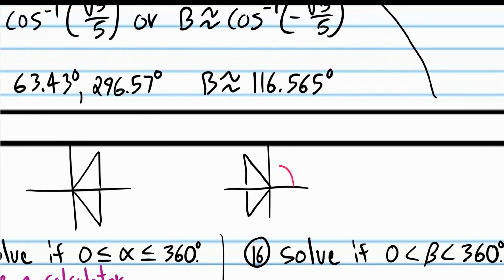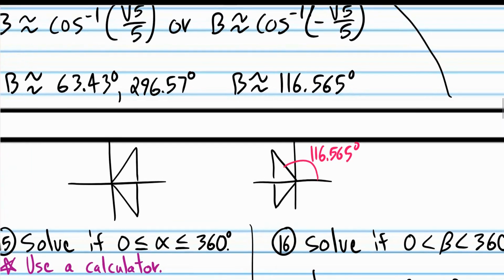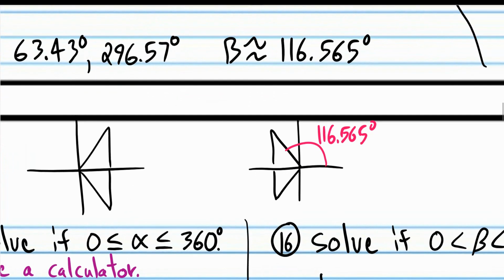So the calculator already gave us the second quadrant solution, 116.565 degrees. If you want to find the third quadrant solution, then you add your reference angle, 63.43, to 180. So 180 plus 63.43 is equal to 243. So if we make this angle orange, that's 243.43.